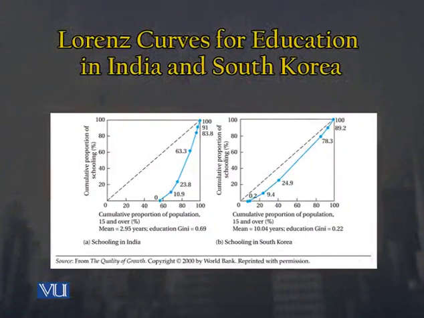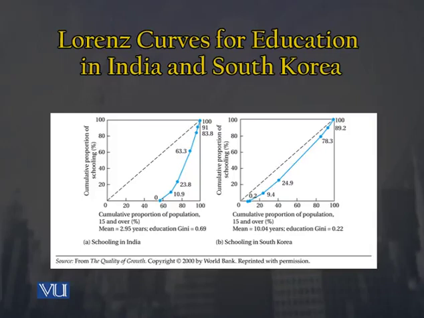The diagram which you are seeing right now provides the Lorenz curves for education in India and South Korea. The first diagram on the left hand side is the schooling in India, and the startling thing which you will be seeing in this diagram is that more than 50% of the total population in India is without any educational qualification. So it starts off after 50% of the total population and then it starts rising.